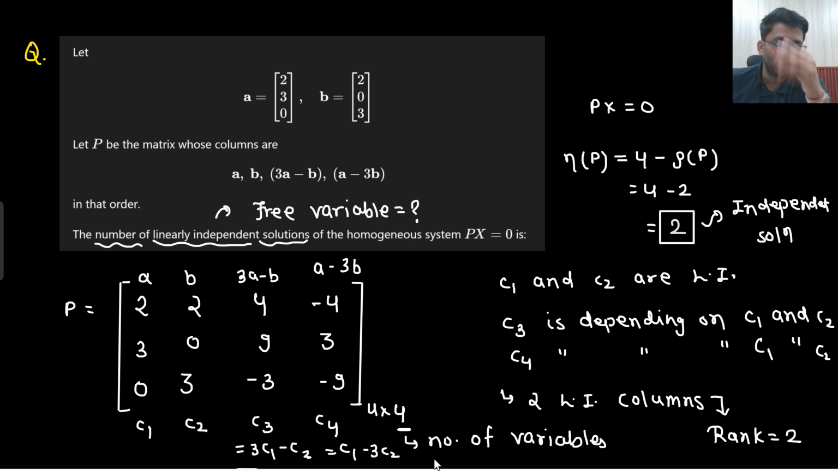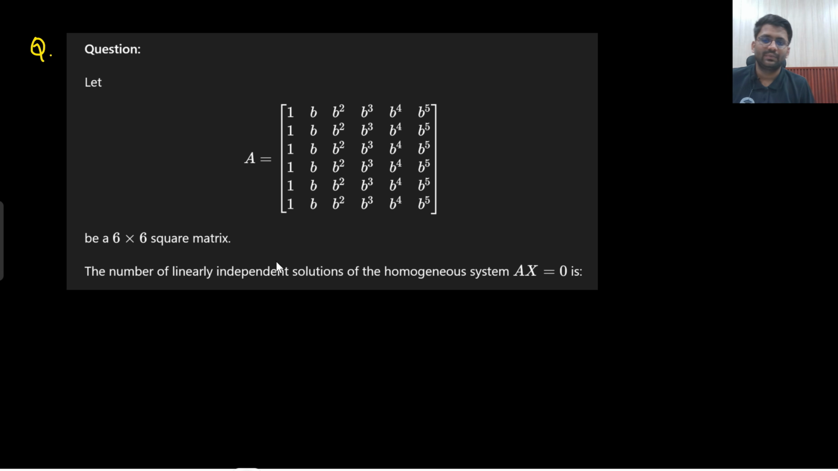Why is that so? Because columns of P should match with the number of variables. So that will be 4. 4 minus rank of P I need to find out. How will I find out the rank of P? So columns are A, B, 3A minus B, A minus 3B. That means two columns are dependent and two columns are linearly independent. What does that mean? Rank will be 2. There you go. Okay, so 4 minus 2, answer is 2. Solve this question.